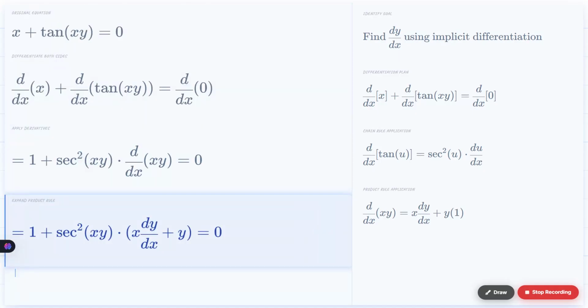We expand the part with the product rule. We do this to see all the pieces clearly. Now we have 1 plus sec squared of xy times the quantity x times dy divided by dx plus y equals 0.